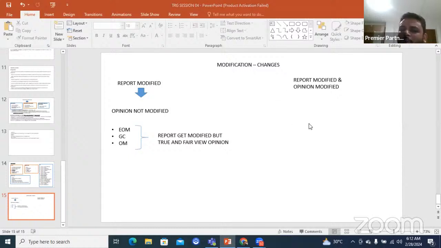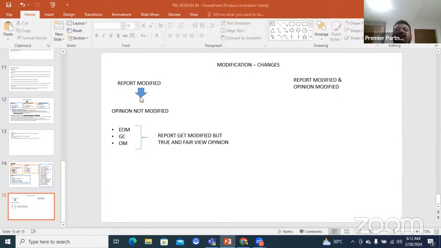Yes, these are only the modified situations. I'm talking about modified situations. Unmodified means true and fair view, no issues. I'm telling about modified situations. The first one is modified, but the opinion is still a true and fair view. So the first one is emphasis of matter paragraph. Everything is perfect, but you want to communicate that to shareholders. So emphasis of matter paragraph does not have any kind of misstatements.